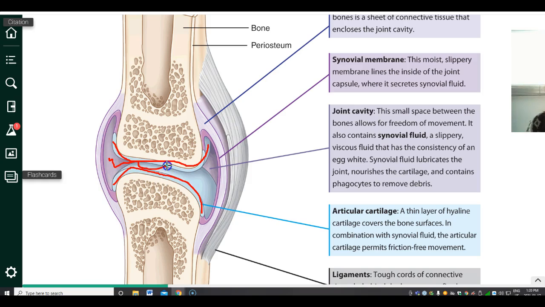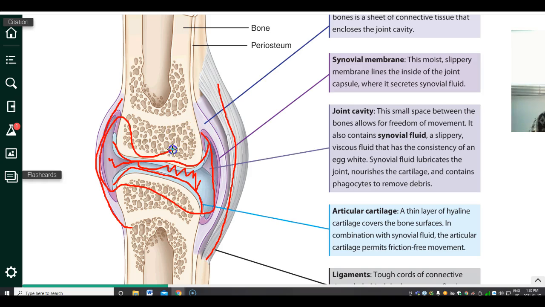Then you have your fluid inside called your synovial fluid. And the synovial fluid is moist, it's thick, it's a lubricant, and it helps again with the movement. Then you also have them held together quite strong with these ligaments. Remember, ligaments go same thing to same thing. So bone to bone, that's a ligament. And then you also have this whole capsule.